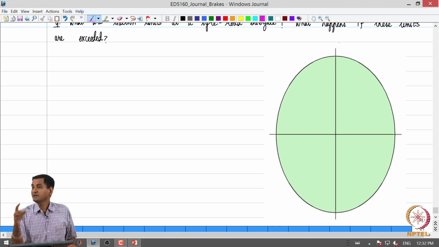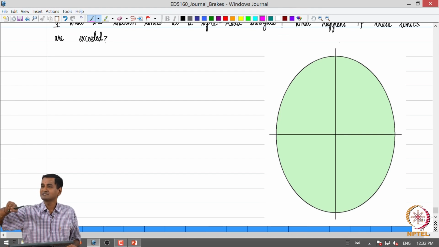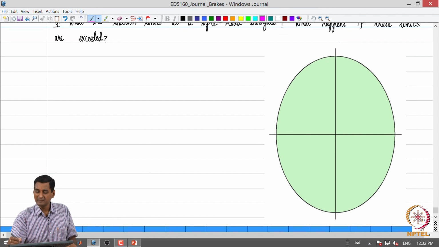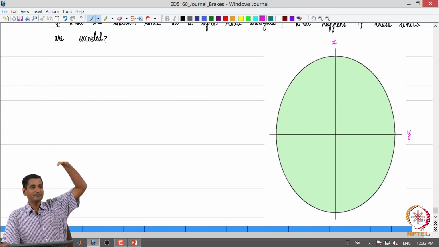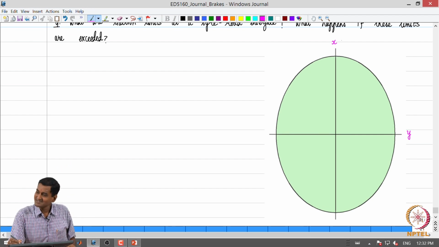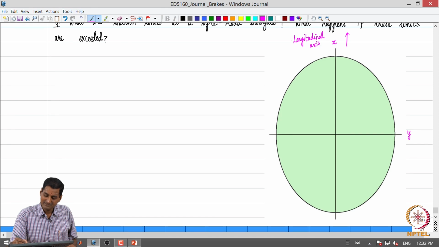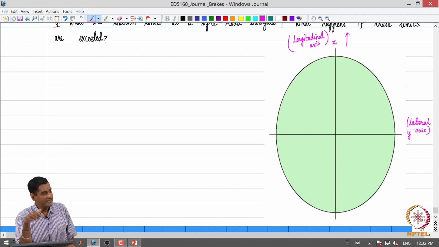Typically in a plot, we label the horizontal axis as x and vertical as y. In this case, we will label it the other way around, because we are looking at the tire rod interface from the top. So, this is the longitudinal axis, the vehicle is moving in this direction, and this is the lateral axis. x represents the longitudinal axis, y represents the lateral axis. That is the reason why we mark x and y in this fashion.